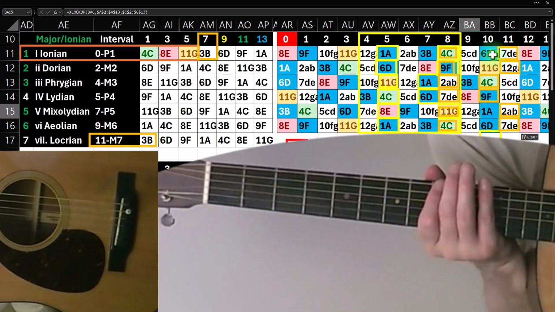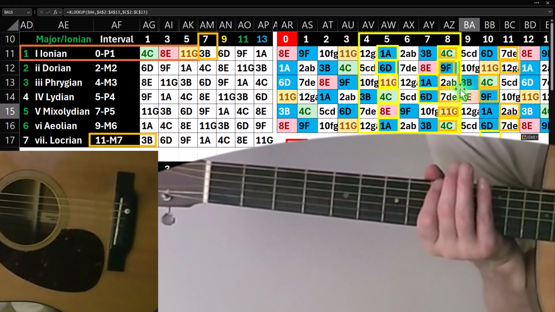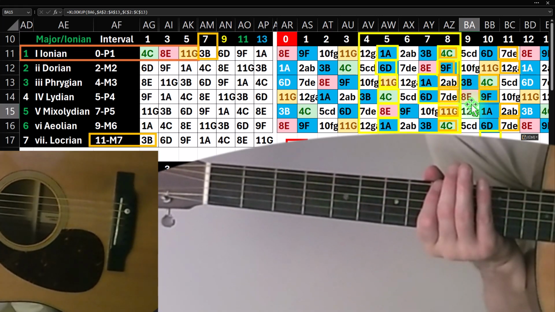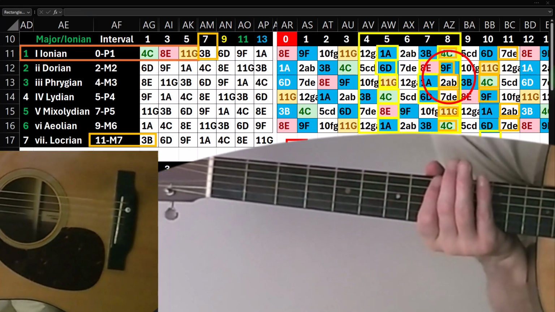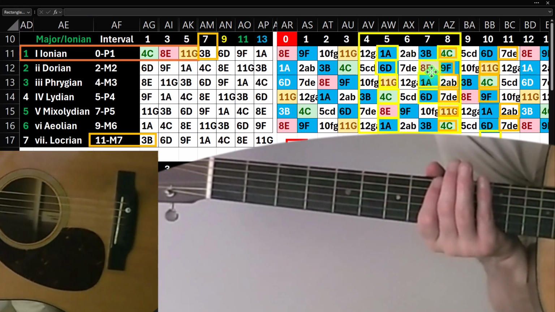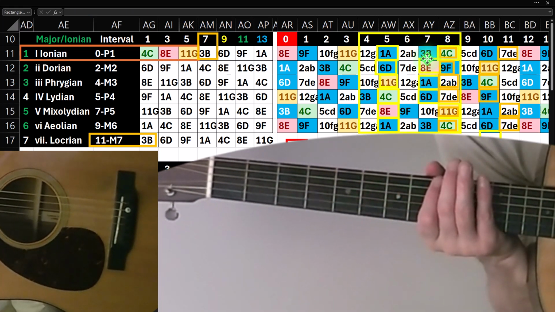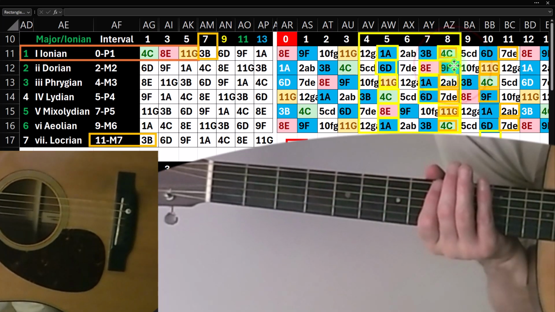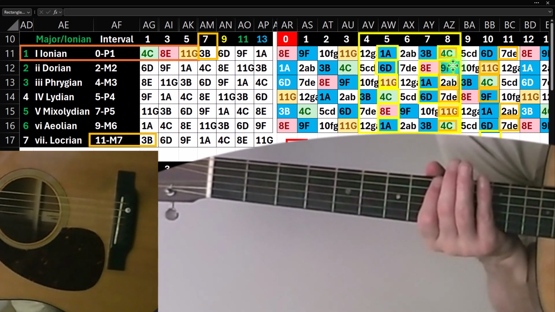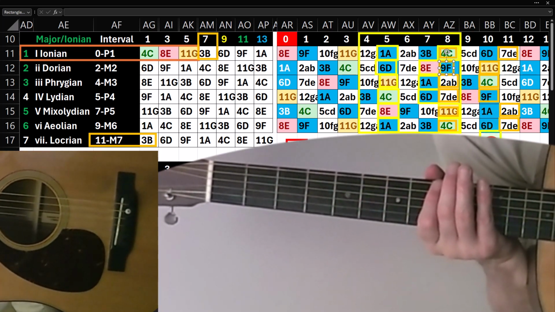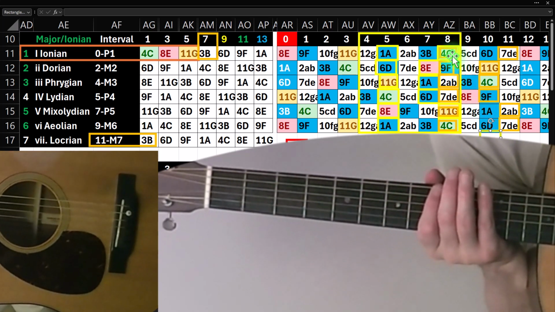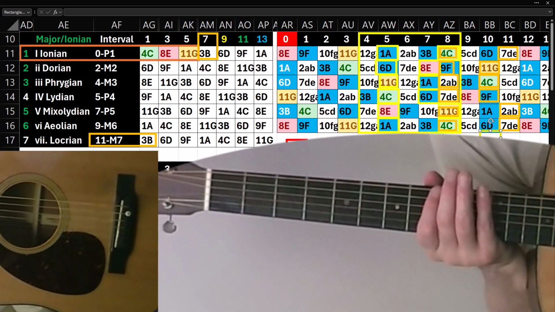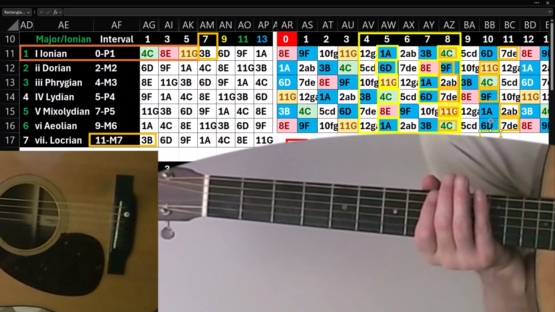Let me see if I got that. Right, okay, so actually, wait a sec. Hold on, I got the shape wrong here. On the yellow shape, it goes from here to here, and then if I move the whole shape up, it would go from here to here. Okay. So notice that means I'm going to use the same pentatonic shape on both sides.